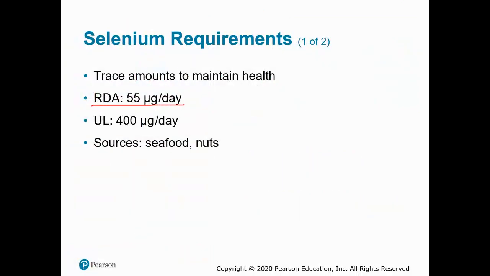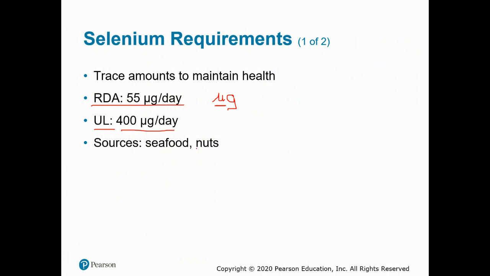So the RDA for selenium is just 55 micrograms. This U-like symbol means microgram instead of milligram, so it's a smaller amount than milligrams. There is a suggested upper limit for selenium, which is 400 micrograms per day.